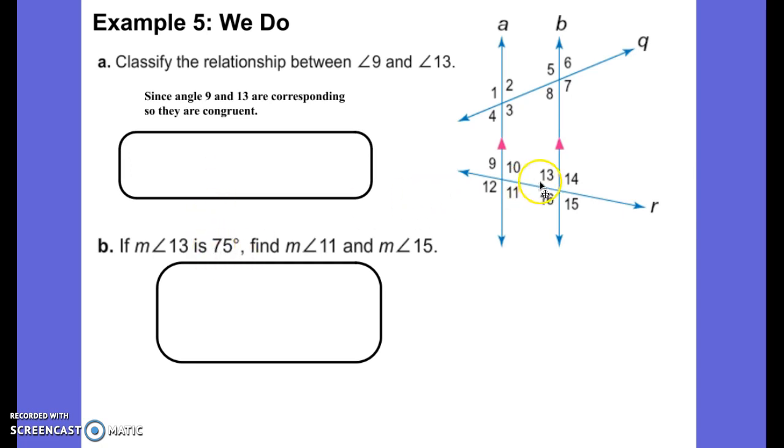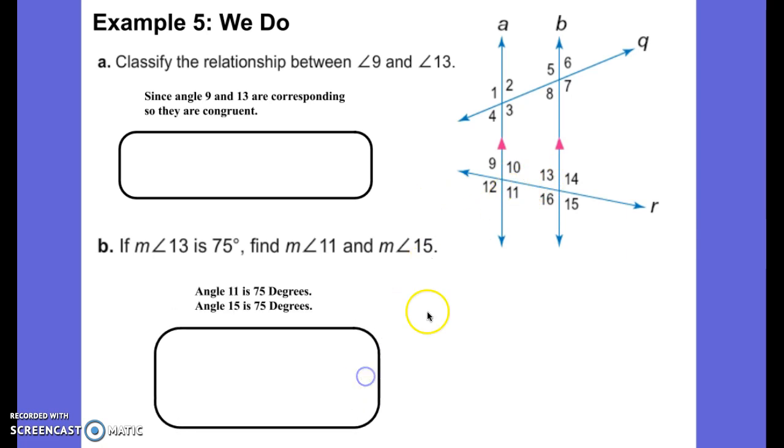And then if angle 13 is 75, 11 has to be 75 and so does 15, meaning 15 and 13 are vertical, so you can see that. 15 and 11 are corresponding, 13 and 11 are alternate interior. So there's a couple of different ways you can classify them.